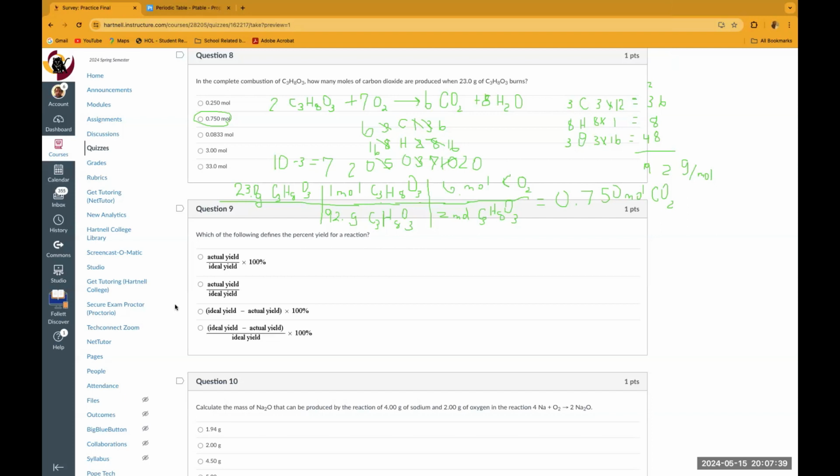It's the first one. Yes. So we know that when we talk about percent yield, it's going to be the actual over the ideal, or we call it the theoretical, and we're going to multiply it times 100. That is correct. Okay, so we can do a group effort on number 10. So we can all work together on that.